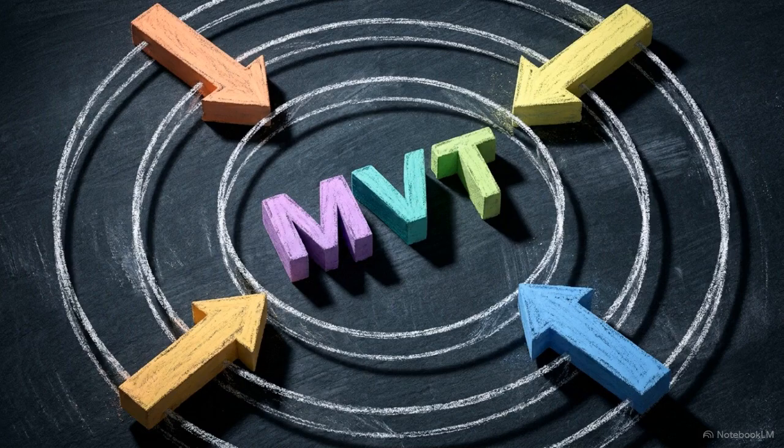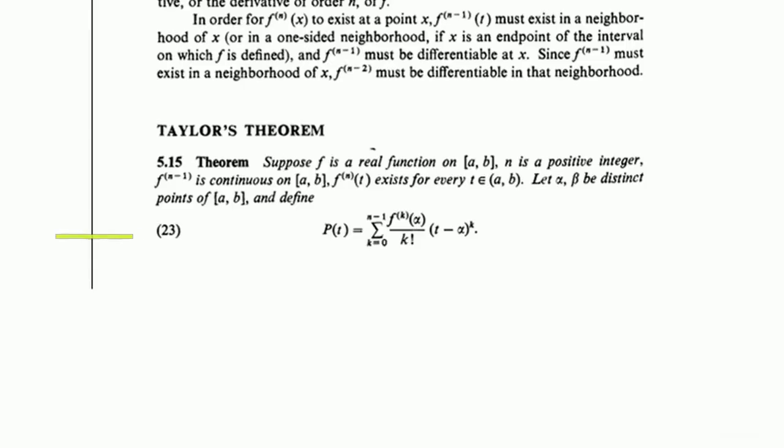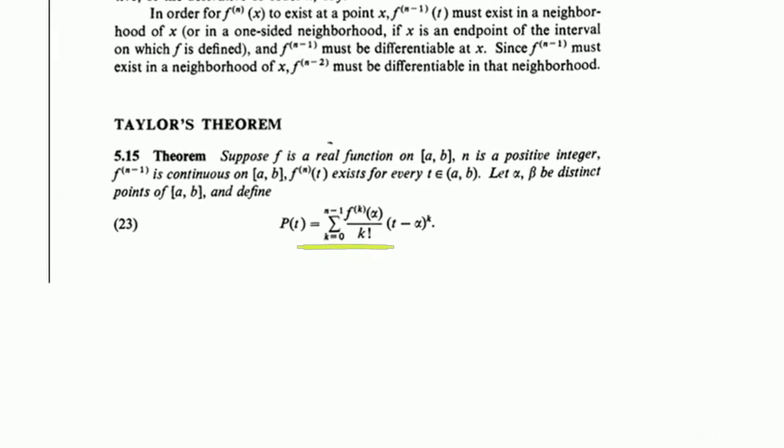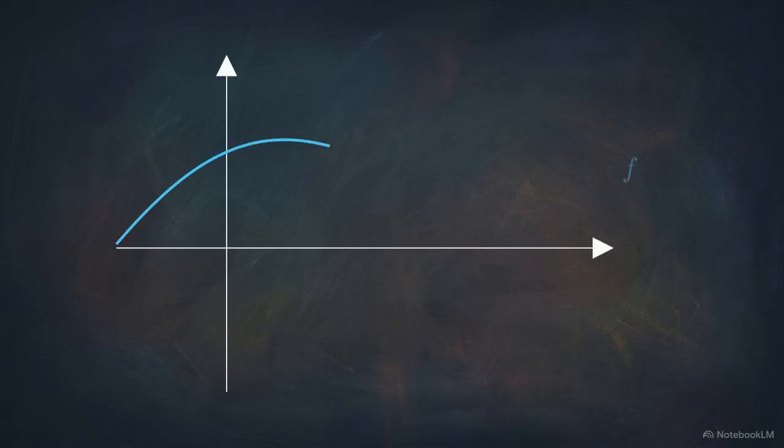Taylor's theorem isn't a new concept. It is the mean value theorem scaled up to n degrees, systematically crushing the approximation error with every step. On page 110, Rudin lays out Theorem 5.15 and defines our polynomial in equation 23. By centering the summation on alpha, we guarantee the polynomial's value and its n-1 derivatives exactly match our original function at that point.